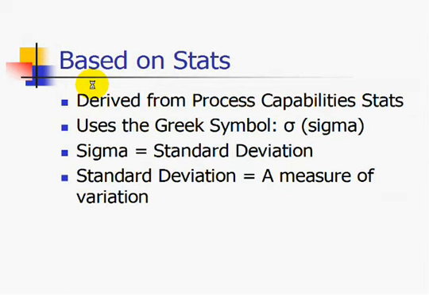Now, this business management strategy is really based on statistics. That's what it's based on, okay? It's derived from something known as process capability stats. Now, you're going to see a Greek symbol that's used, and it's called sigma, so that's where you get the Six Sigma from. And sigma in this theory stands for standard deviation, and standard deviation stands for a measure of variation. So you're basically looking for some sort of variation in a process.